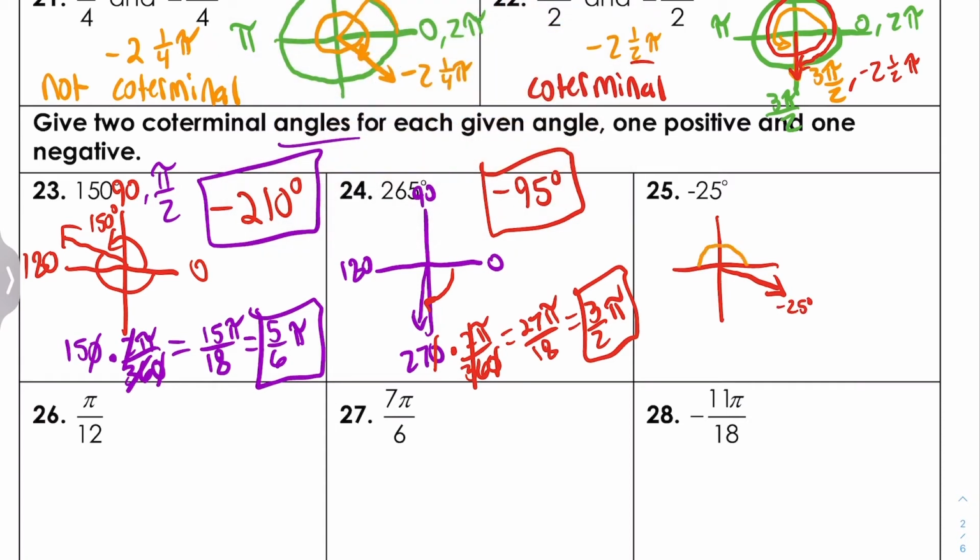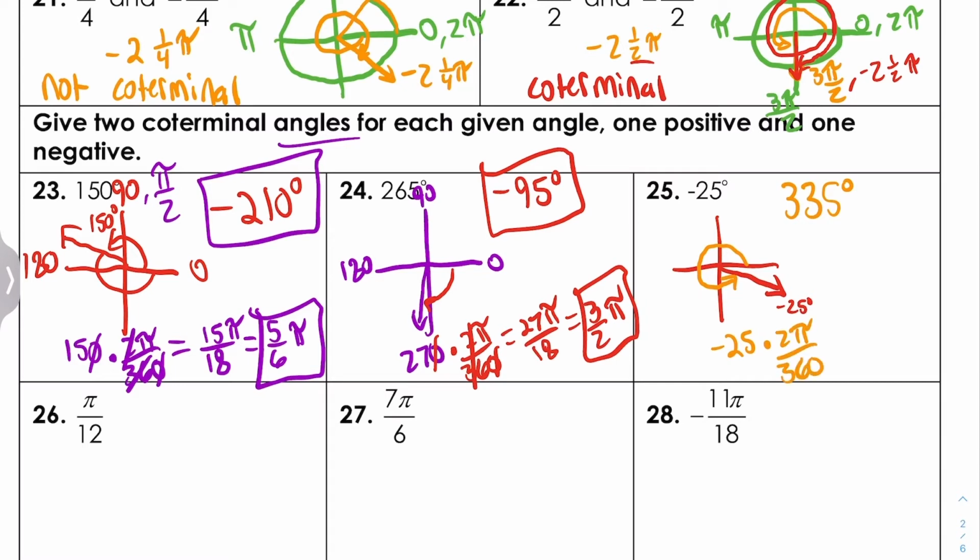If we go the positive direction, then we are almost 360 degrees. We would just be 25 degrees away from 360, which would be 335, because that should be 360 minus 25. Or, for the radian method, we've got to take this thing and multiply it by something. Negative 25 degrees times 2 pi over 360.